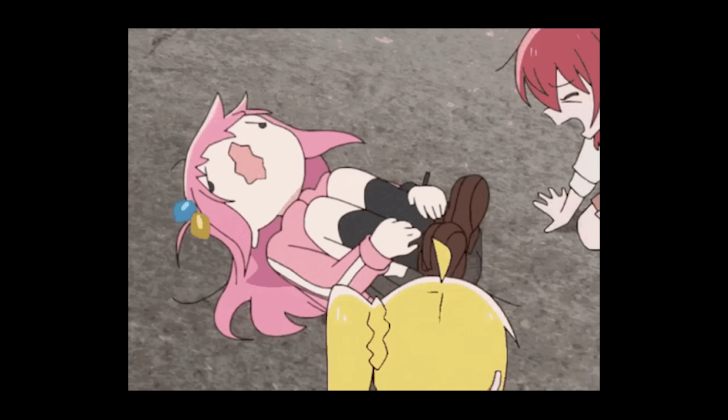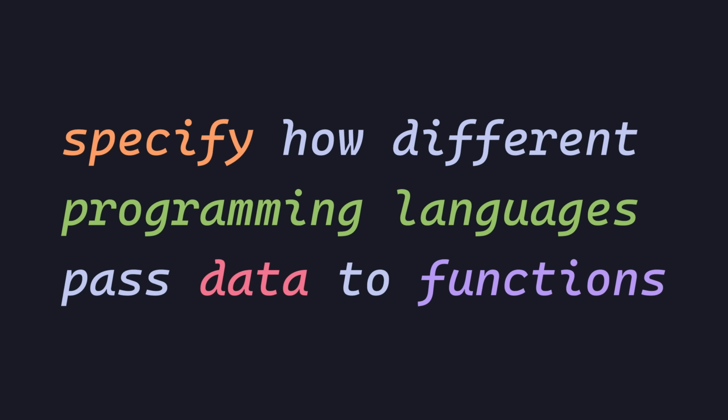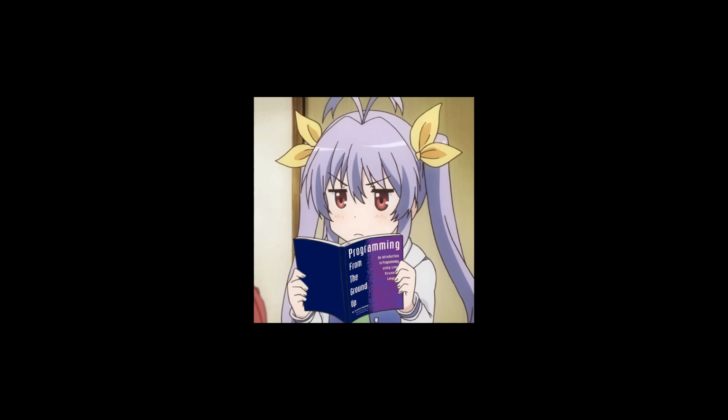So how do you pass data to functions in assembly? I know I'm asking questions to myself too often, but I don't know how else to explain stuff. Anyway, there's no specific way of doing it, but what exists is something called calling conventions, which specify how different programming languages pass data to functions. Now this is a good time to remind you that I'm basing most of my information on a 20-year-old book.